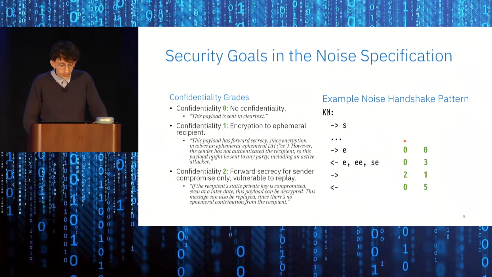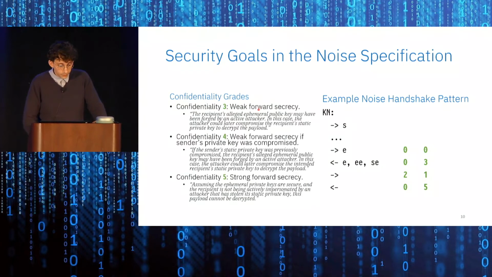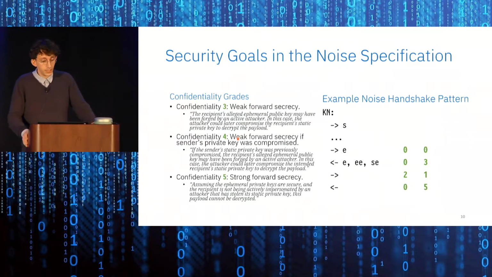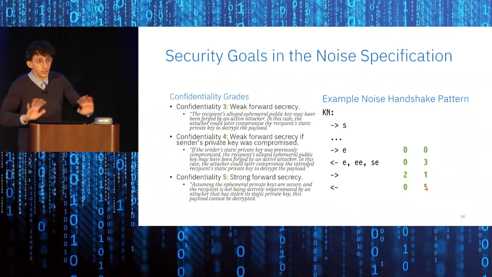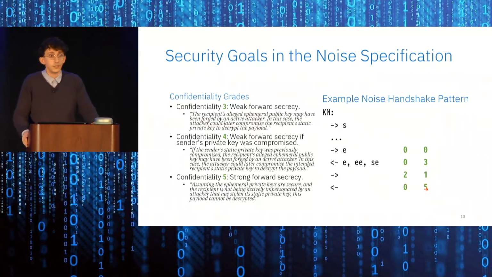With confidentiality, you can start with 0, which means that this payload is sent in clear text. And you can go all the way up to 5, which means strong forward secrecy, assuming the ephemeral private keys are secure and that, of course, the recipient is not being actively impersonated in the middle of the session. Then this payload just simply cannot be decrypted. And you have a lot of weak forward secrecy stuff in between. So for example, this last message, which by the way has no tokens, which means it's just a payload message. There's no fancy Diffie-Hellman stuff.